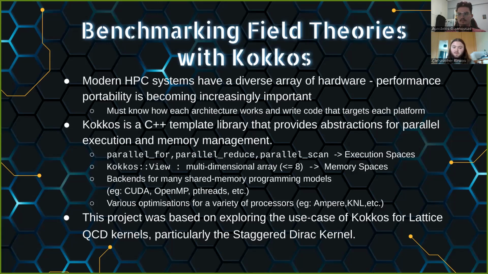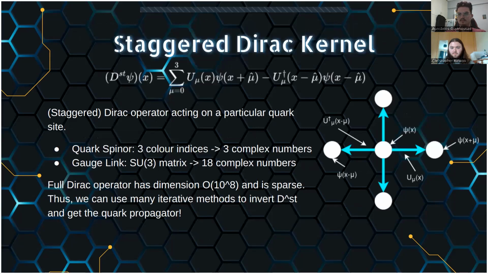This project was based on exploring the use case of Kokkos for Lattice QCD kernels, and in particular, the Staggered Dirac kernel. So this is just the equation for the staggered Dirac operator acting on a particular quark site. This is actually just a staggered transformation of the Dirac-Wilson fermion, which reduces the number of Dirac indices from 4 to 1. Therefore, the quark spinor goes from 12 complex entries to just 3 complex entries per site, which makes simulating these fermions very cheap.